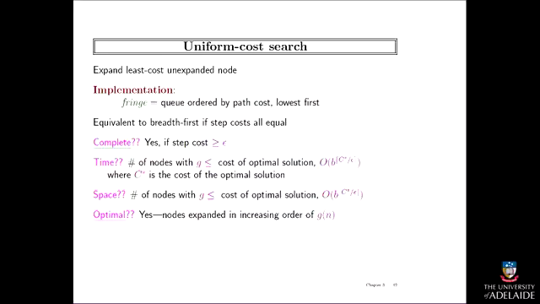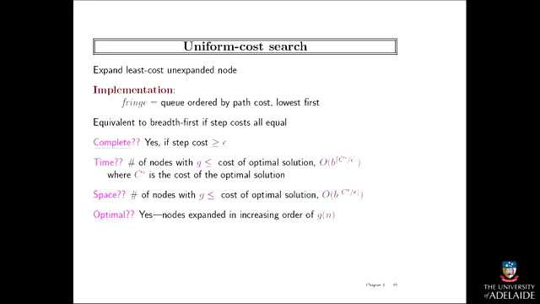Uniform cost search, maybe this will be the last thing that I talk about. What we'll do here is expand the least cost unexpanded node. So in effect we're going to take the same principle that we had with breadth first, we'll create a queue of nodes, but then we'll make sure that that queue of nodes is always sorted, so that the least cost unexpanded node is always at the start. And so it's equivalent to breadth first if all the step costs are equal.